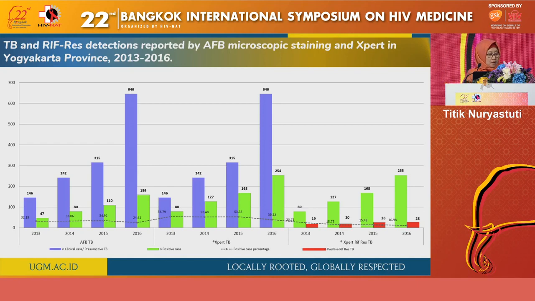Now talking about the annual detection of TB cases in our province, it seems that the presumptive TB cases have been steadily rising since 2013. Similarly, positive cases, either by AFB smear or Xpert TB, increased as well. The same trend was also seen for the Xpert assay diagnostic tool.